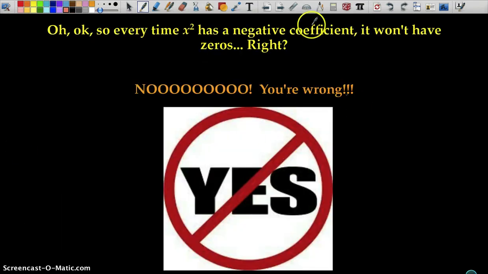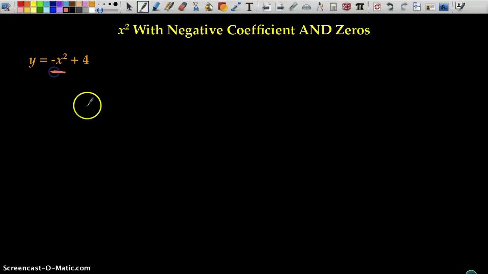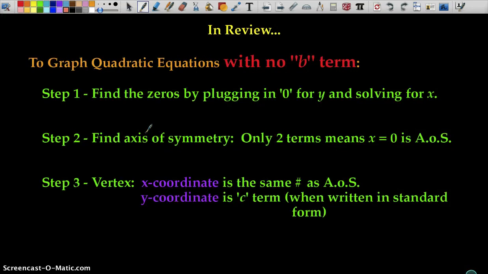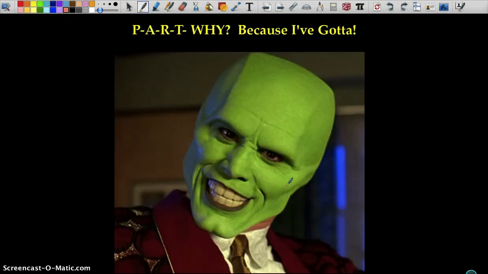So every time the x squared has a negative coefficient, it won't have any zeros, right? No, absolutely not. Negative coefficient only means that it opens downward. But if you look at this one, where is your vertex going to be? It's going to be at 0, 4, which means on your axis it's going to be here, but because it's negative, it's opening downward. So it will have zeros. So this is just review. Make sure you write these steps down. You start with finding the zeros, plug in 0 for y, find the axis of symmetry, find your vertex, and use all of those.